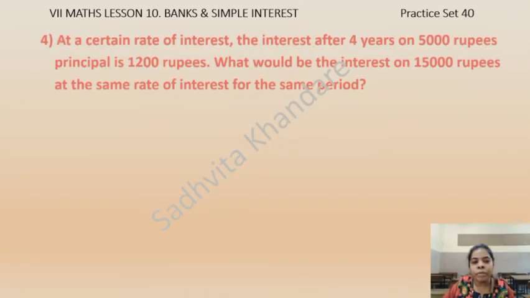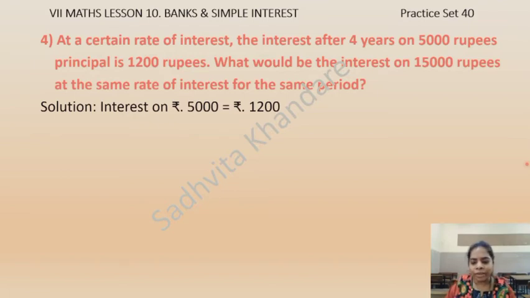Question number 4. At a certain rate of interest, the interest after 4 years on 5,000 rupees principal is 1,200 rupees. What would be the interest on 15,000 rupees at the same rate of interest for the same period? See children, this was 5,000 rupees and this has become 15,000 rupees. So 5 3s are 15. So if the money has become 3 times more, interest should also become 3 times more. Let's see the solution.